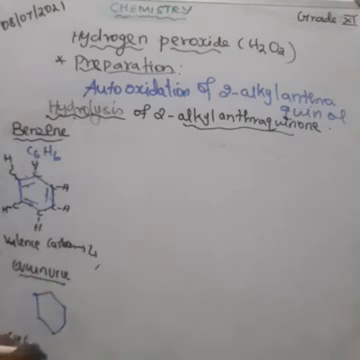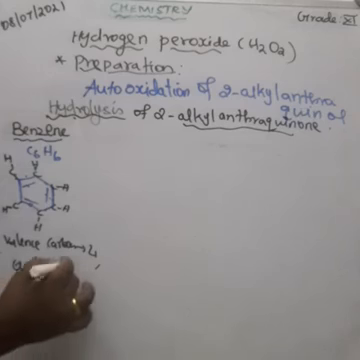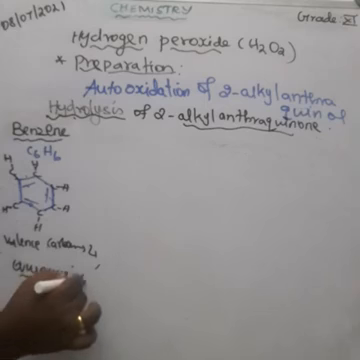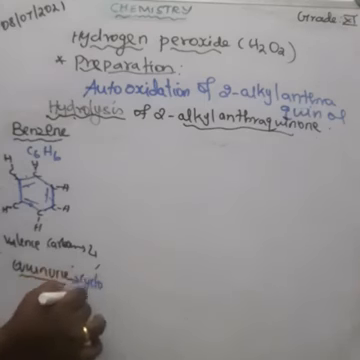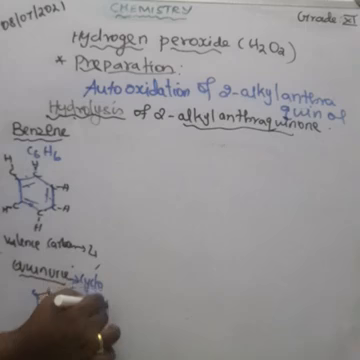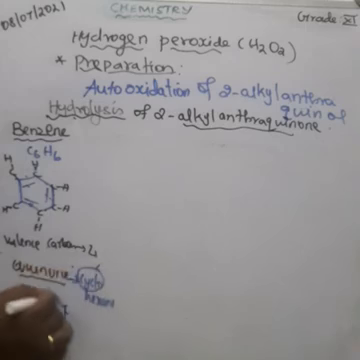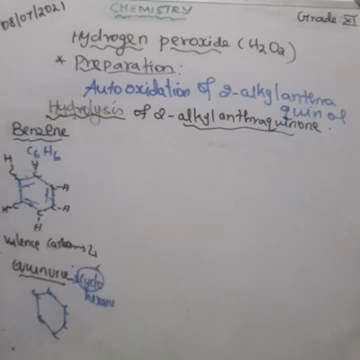Cyclohexane. What do you mean by cyclohexane? Hexane means totally how many carbon atoms? 6: 1, 2, 3, 4, 5, 6. Totally 6 carbon atoms, so it is called hexane. This ring we mention as cyclohexane.